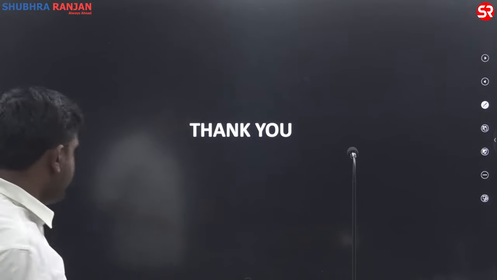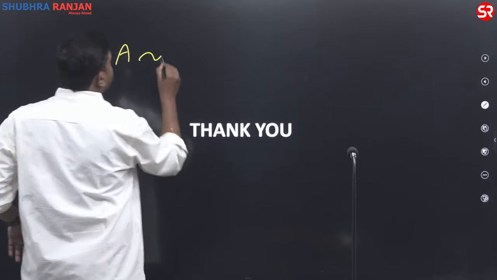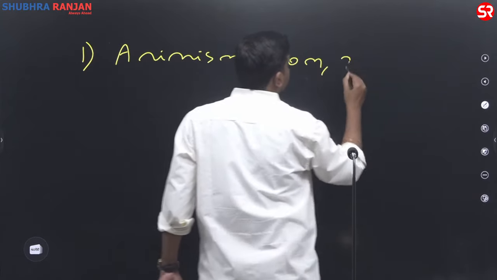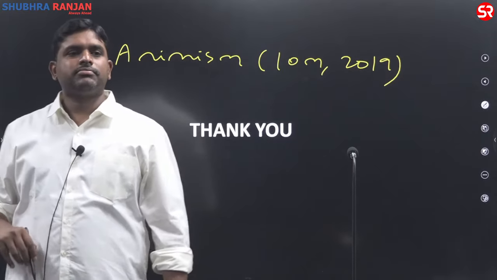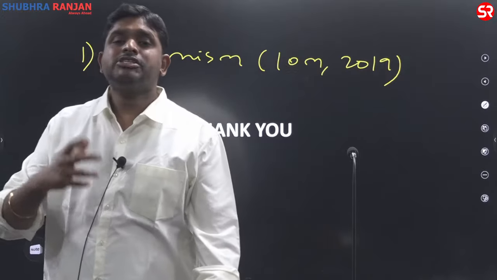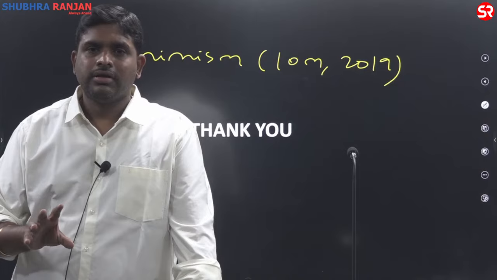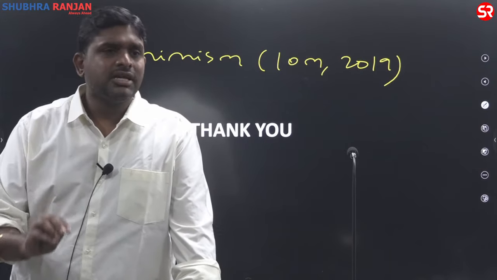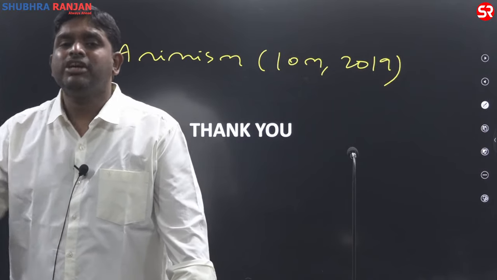For example, animism, 10 marker. Animism is a concept given by E.B. Taylor in his book called Primitive Culture. In the process of explaining the evolution of religion in his Savagery to Barbarism to Civilization, the first form of religion evolved is animism.